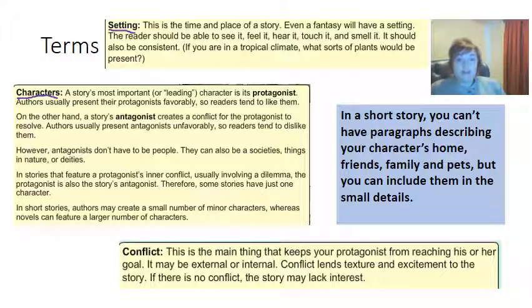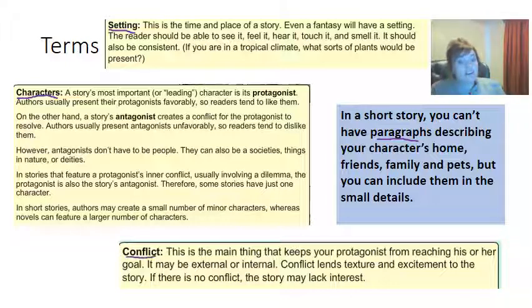Short stories should be read in one sitting. Be very brief and be very selective about the number of paragraphs and about what you include. You can't have paragraphs describing your characters' home, friends, families, and pets, but you can include enough details that we understand those characters and we can learn from them.